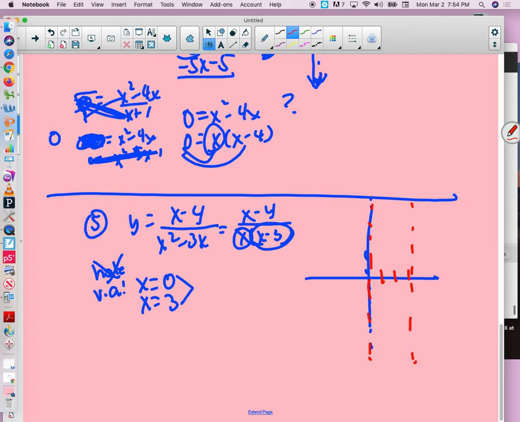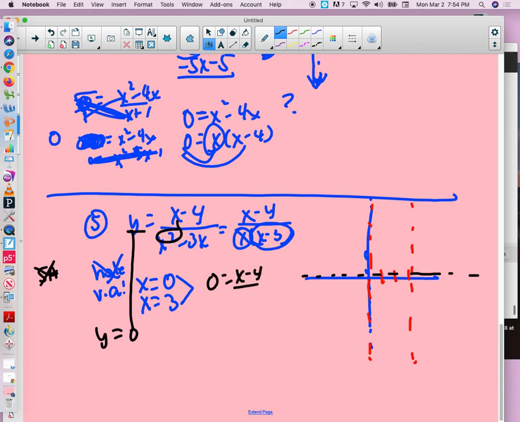All right, since it's bottom heavy, it has a horizontal asymptote of y equals 0. It can't have a slant and a horizontal. So y equals 0 is my horizontal asymptote. I can check for cross. 0 equals x minus 4 over x squared minus 3x. x minus 4 equals 0. So it does cross at x equals 4. It's going to hit that asymptote somehow.